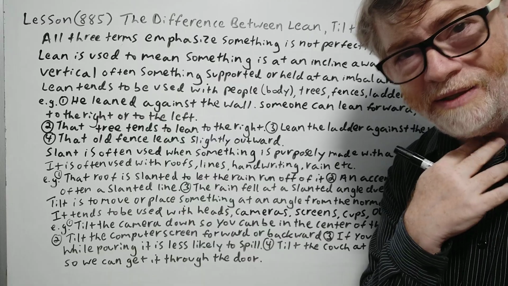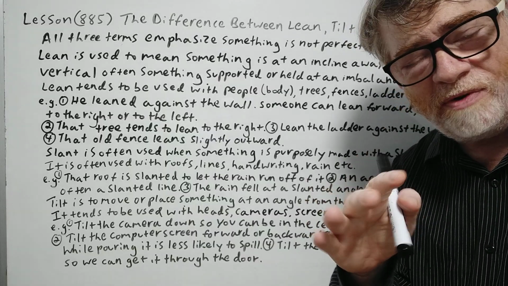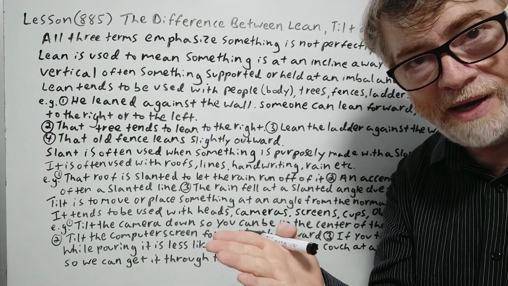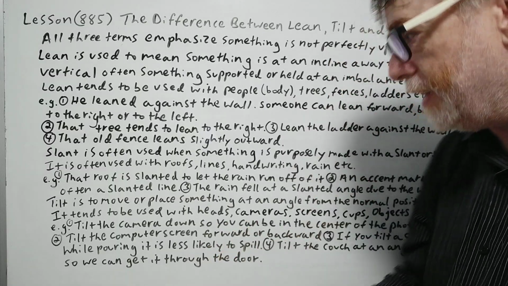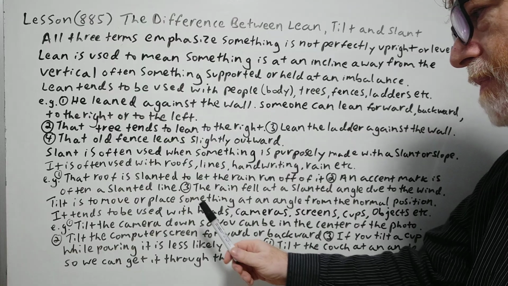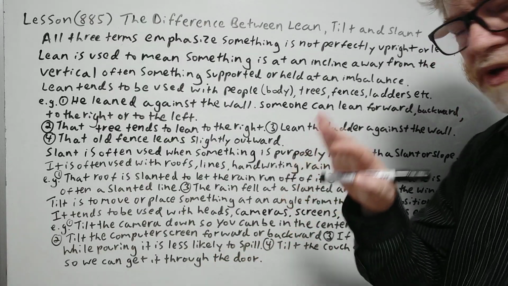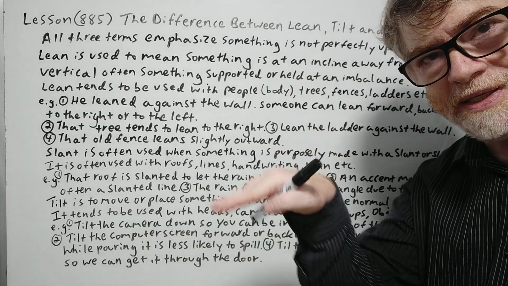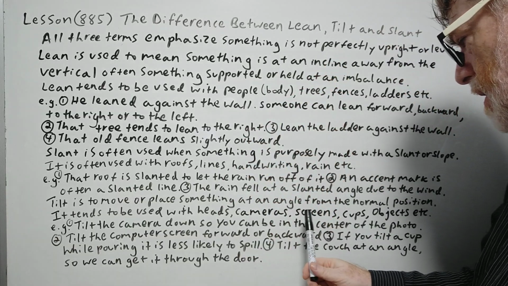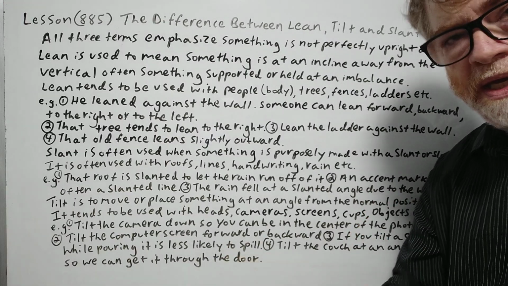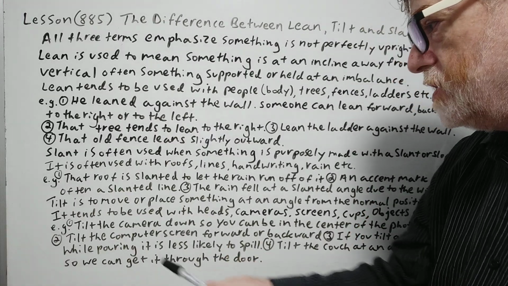Could somebody say to lean your head forward? Yeah, so there's a little bit of a crossover here, but tilt is probably the more common one with just your head, but lean more with the whole body. Okay. So heads. Cameras, yeah, we often use the word tilt with a camera, so tilt it down, tilt it up. Screens, cups, objects, etc.